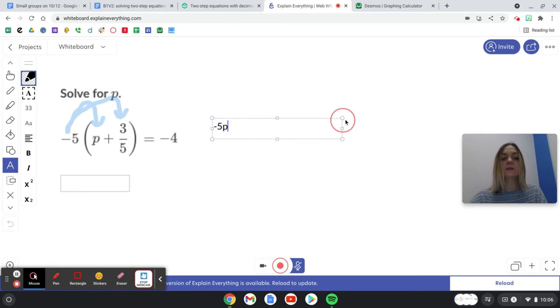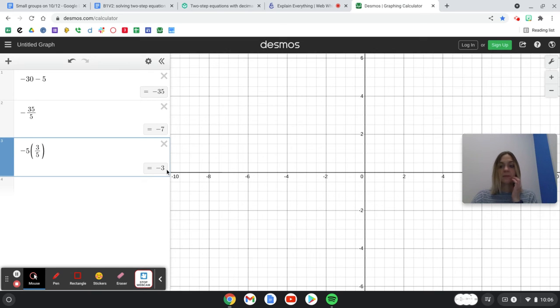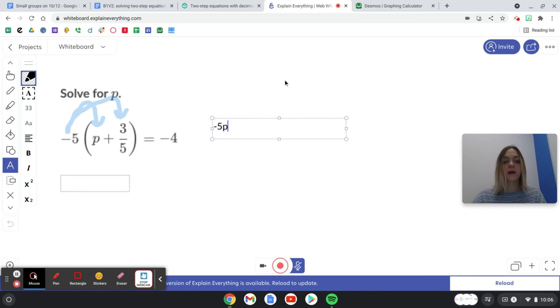So go ahead and open Desmos if you don't have it open already. And literally, I'm going to do -5 times 3 over 5. And then I get that my answer is -3. So I'm going to come back here, and I have -3 equals -4. So now what I need to do is get p by itself. So far, all I've done is use the distributive property.